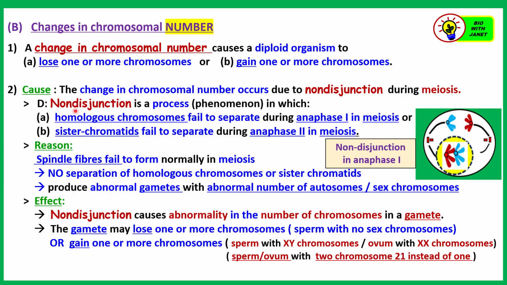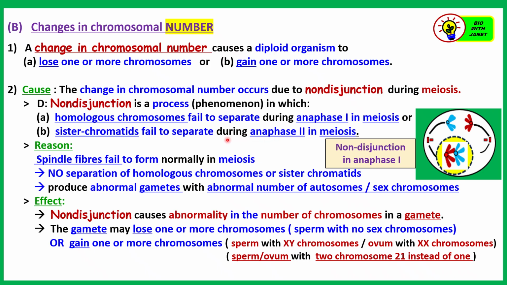So non-disjunction, what does it mean? The word disjunction means separation. Non-disjunction means non-separation. All right. So non-disjunction is a process or phenomenon in which homologous chromosomes fail to separate during Anaphase 1 in meiosis. That means non-separation of homologous chromosomes during Anaphase 1, or sister chromatids fail to separate during Anaphase 2 in meiosis 2.